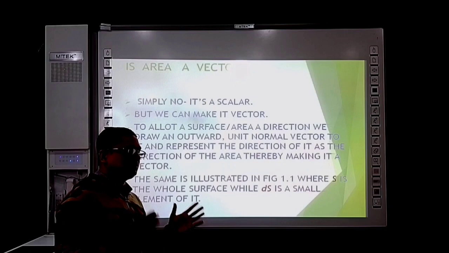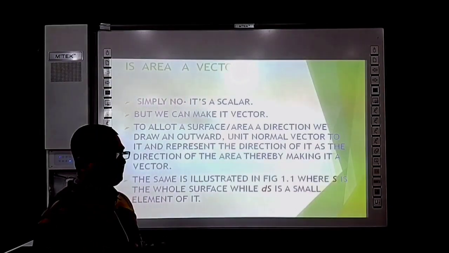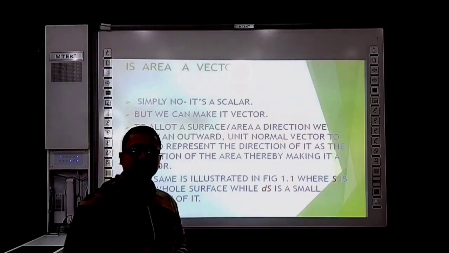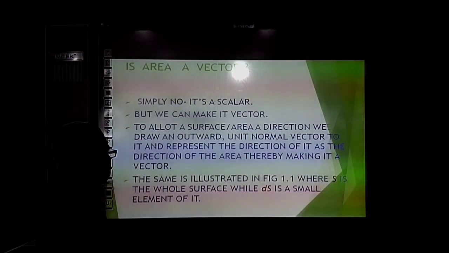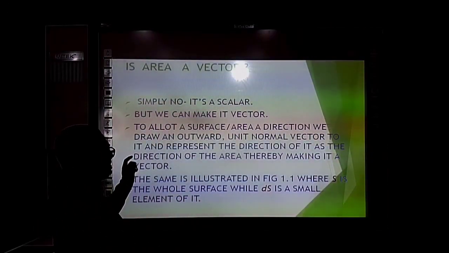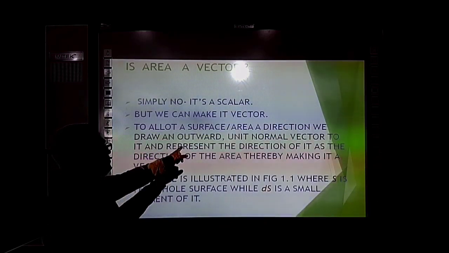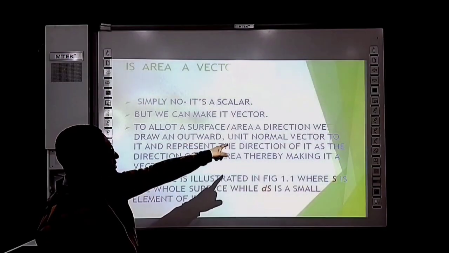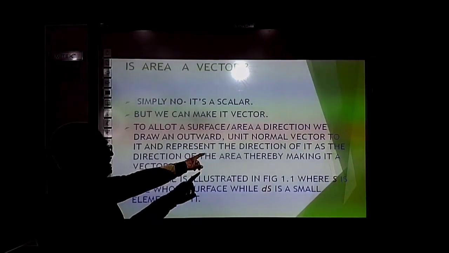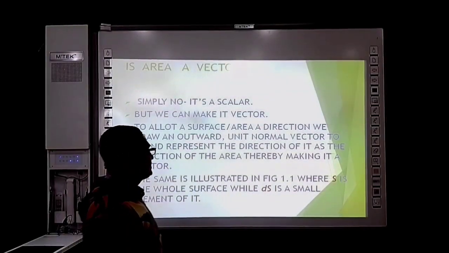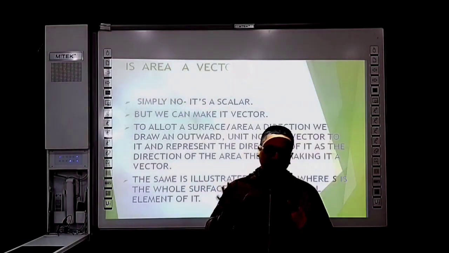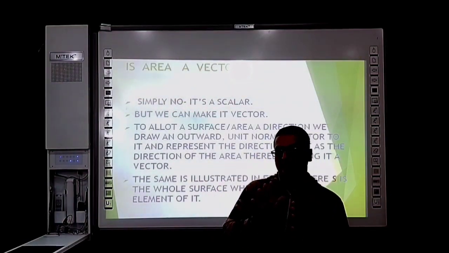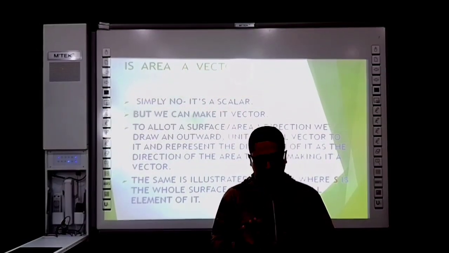Suppose we have a surface or some area, we take some unit vector which is directed outward and also normal to the surface. So you can see here that we drew an outward unit normal vector to it and represent the direction of it as the direction of the area. So the simple thing is that the area is not a vector, but we can make it a vector.